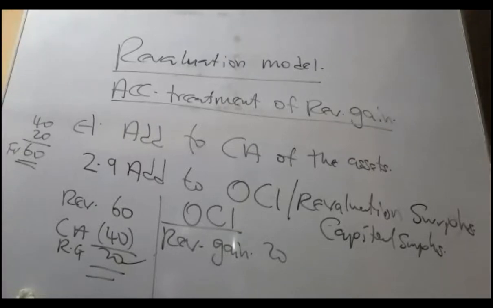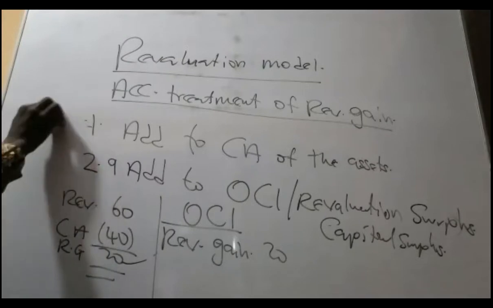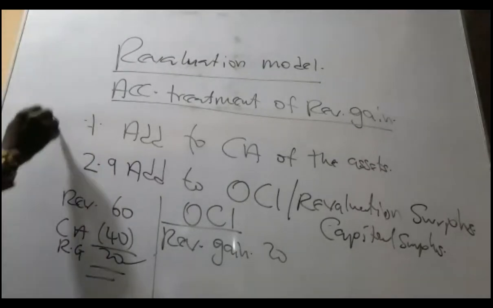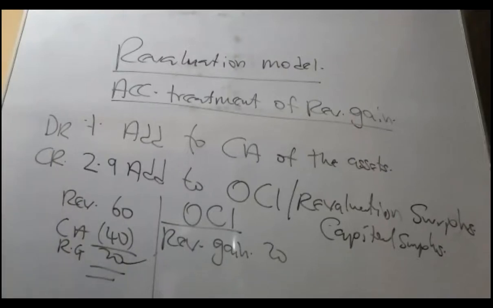20,000. You are done. So these are the two treatments. After adding to the current amount of the asset or the cost of the assets, you add it to the revaluation gain, and then you are done. So that is the two treatments. Now this is the debit and this is the credit. The first one is the debit entry, and this is the credit entry. Good. Now we are done with the general rule.